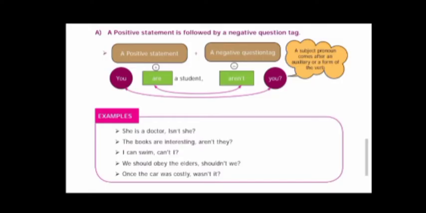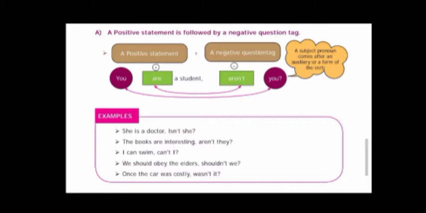A positive statement is followed by a negative question tag. So, a positive statement plus a negative question tag. You are a student. "You are a student" is a positive statement. For that, "aren't you?" is a negative tag. A subject pronoun comes after an auxiliary or a form of the verb.